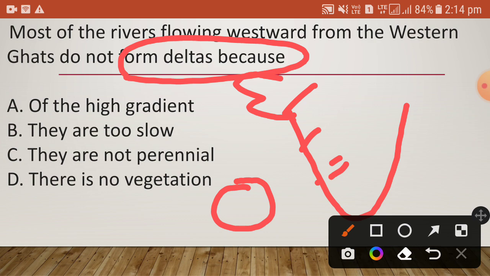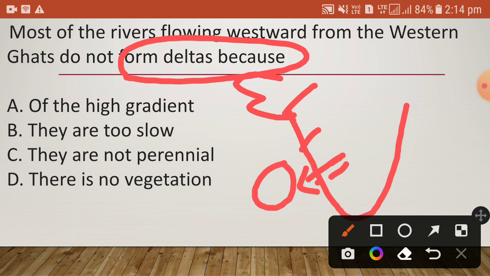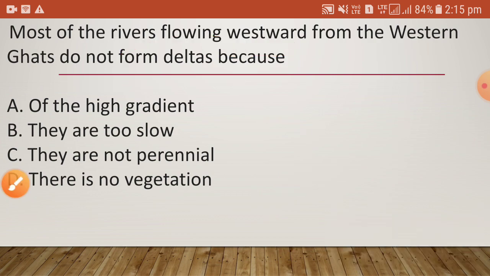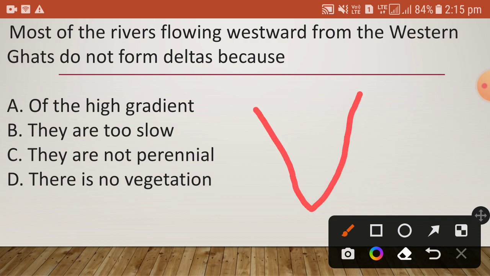It is created by the sediments carried by the river. The river carries lots of soil and other particles, and while carrying and draining them into the sea, a small layer is formed, a land-like formation, and above this vegetation takes place. This is an example of a delta. So the question is, many rivers flowing westward from the Western Ghats do not form deltas because, in the peninsular region, India is tilted towards the west.